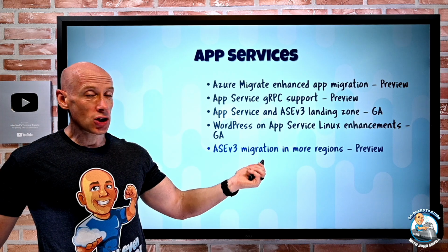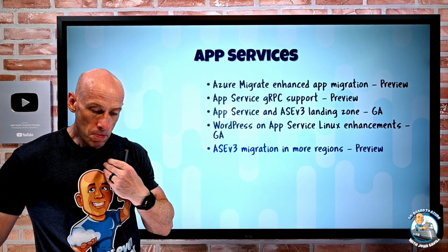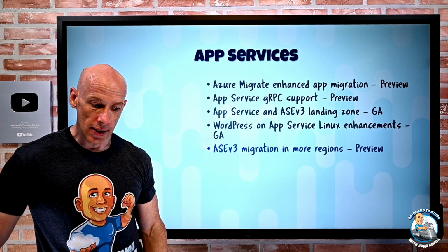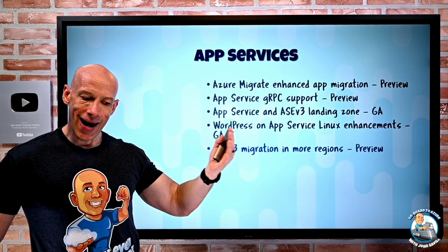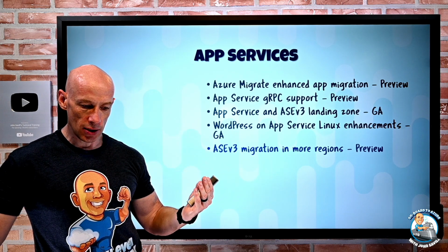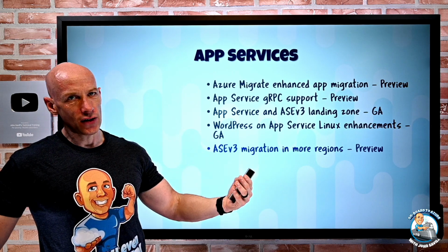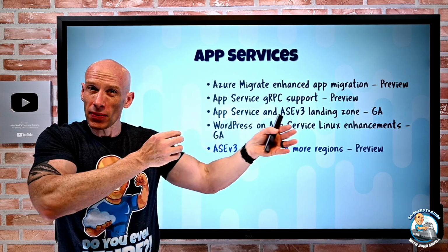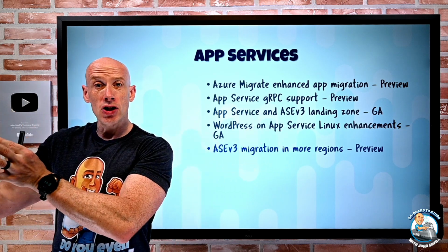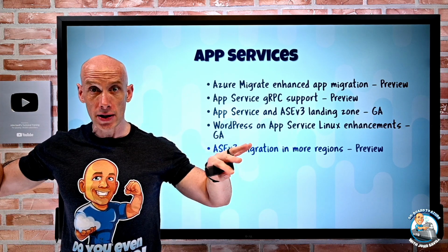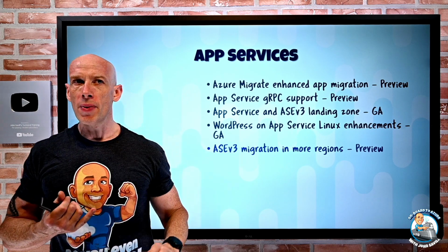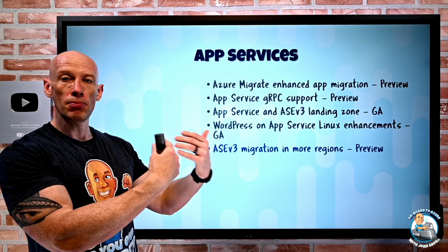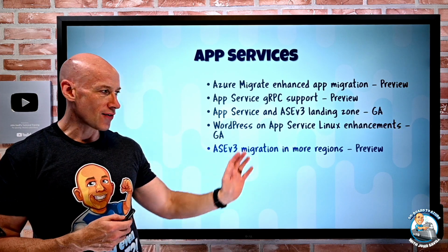ASE v3 migration is now available in more regions. So, hey, I'm running ASE v2 today. I want to get to the ASE v3. So this works for both internal and external load balancing configurations. And I really want to get to the ASE v3. ASE v3 does some fantastic stuff separating the customer's network communications and the communications it requires for ASE v3 to function. It separates those away. There's improvements around performance, cost, the networking model, the hardware. So now it's easier to move from an ASE v2 to an ASE v3, and they've added more regions where that migration is available.